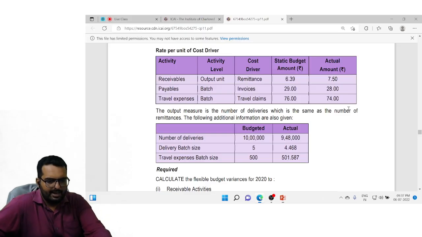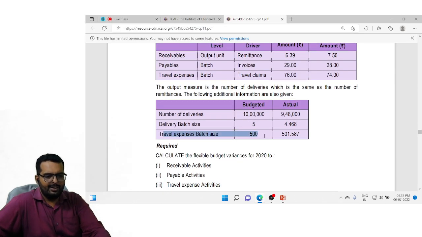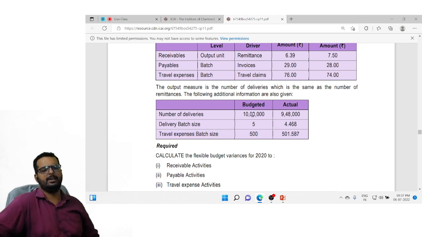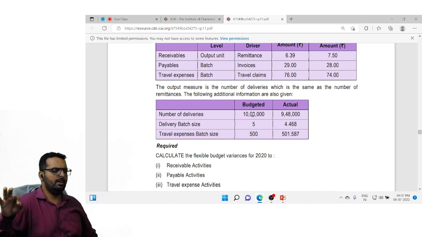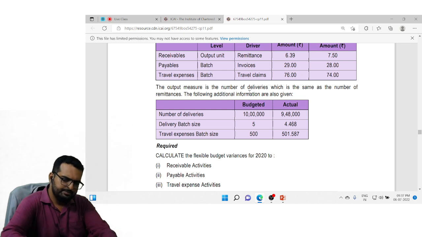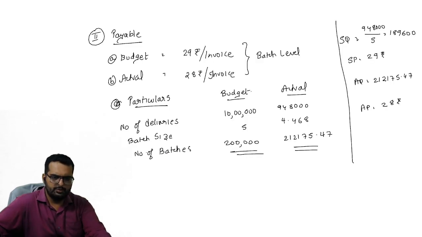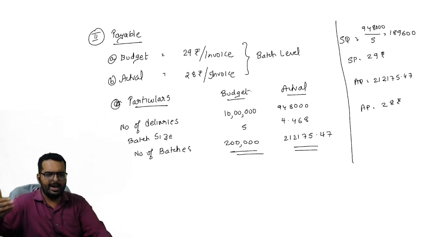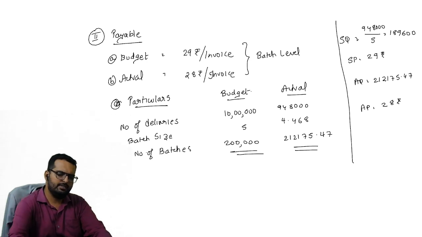Friends, in the same manner, can you do for travel expense now? They have a separate batch size given for travel expense. Just like you did payable, do travel expense on your own. I will give you 5 minutes time. You can look at the solution if required. The same manner you have to do for travel expense.